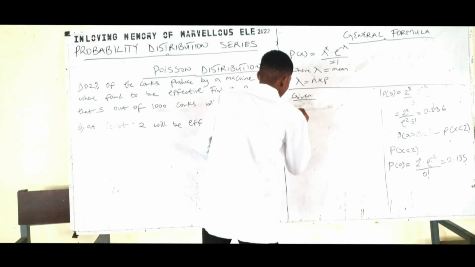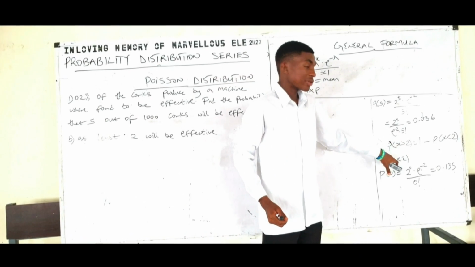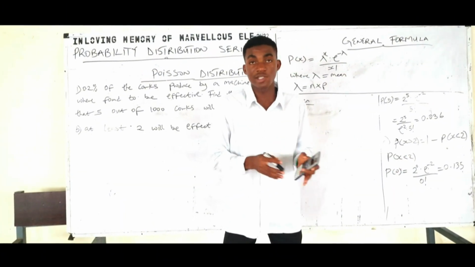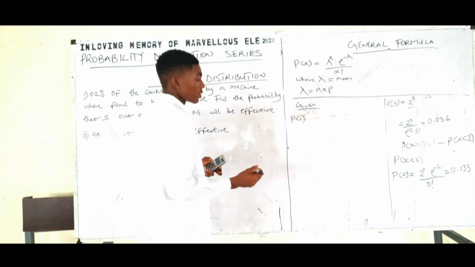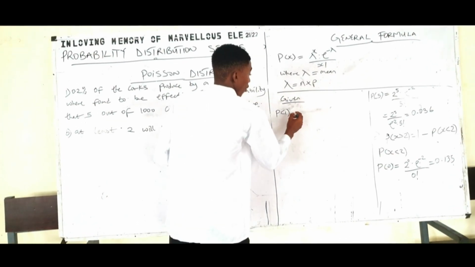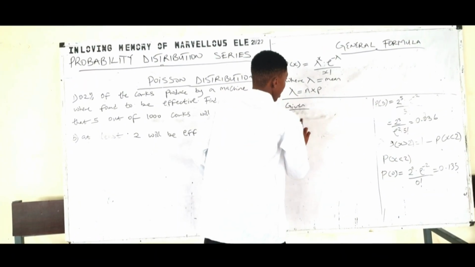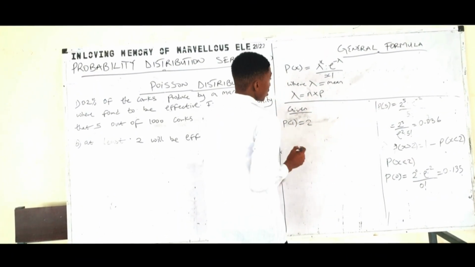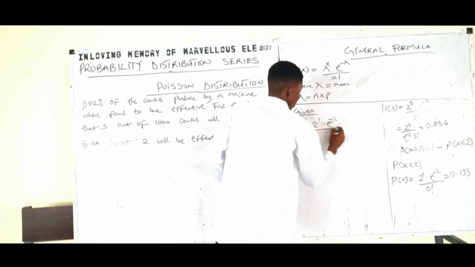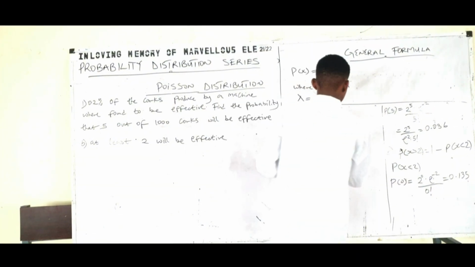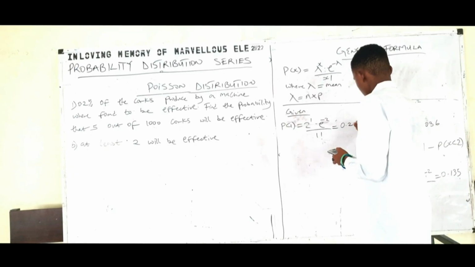Now, probability of 1. Because we said probability of less than 2 is probability of 1 plus probability of 0, since only 0 and 1 are less than 2. So for 0 we got 0.135, and for 1, lambda is 2, x is 1, times exponent minus 2 all over 1 factorial. On the calculator, we get 0.271.